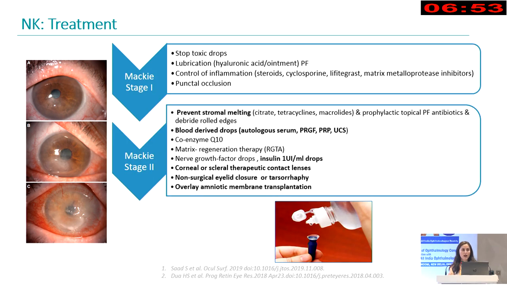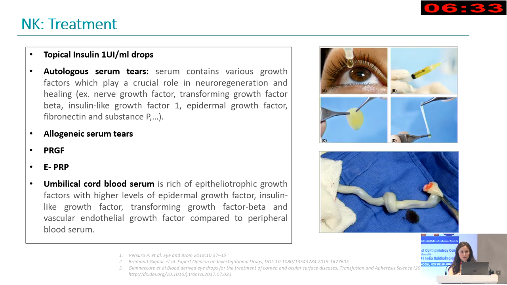But if we have MACI stage 2, then we will start with drugs to prevent stromal melting. We will start also blood-derived drops to promote reepithelization, and also we will try to protect the cornea from the outside through contact lenses or closure of the eyelids.